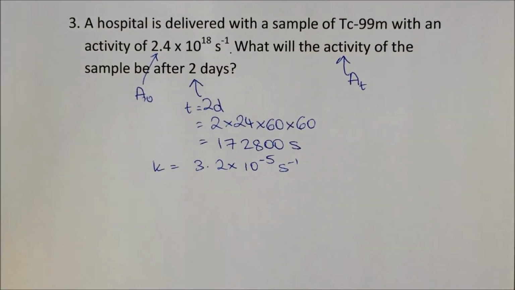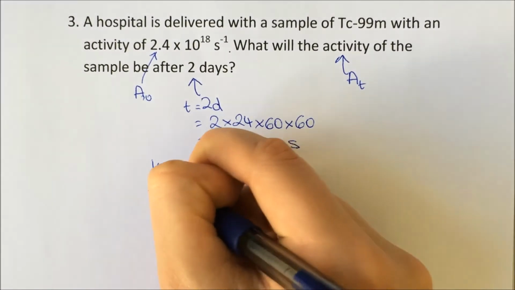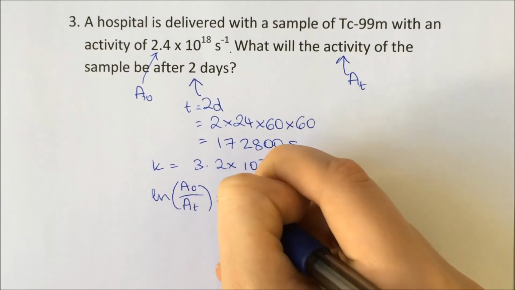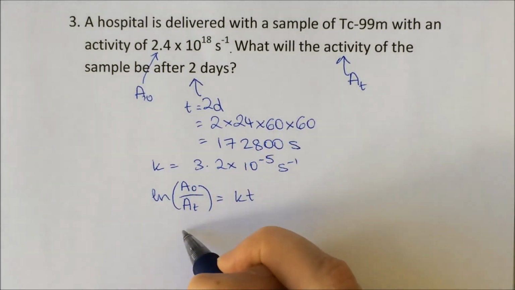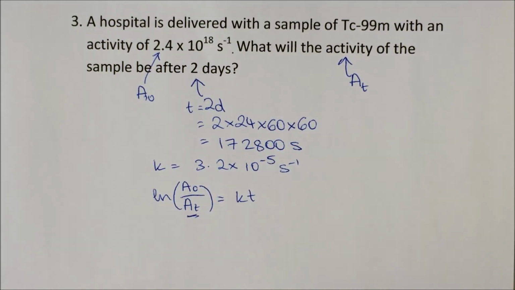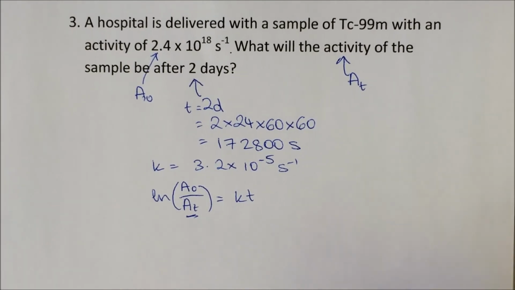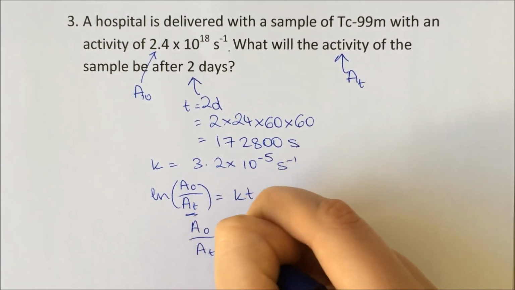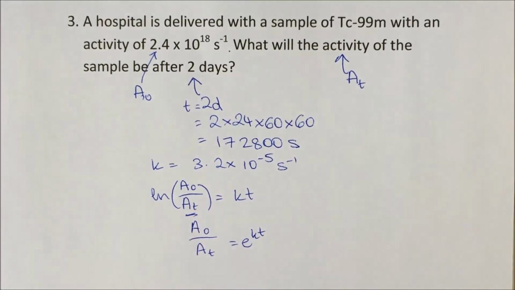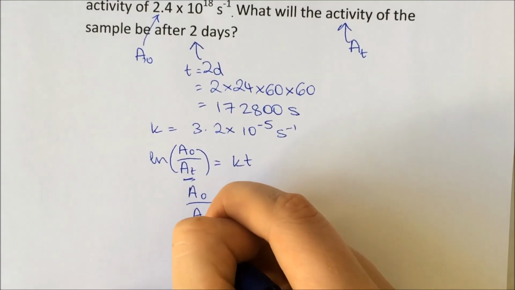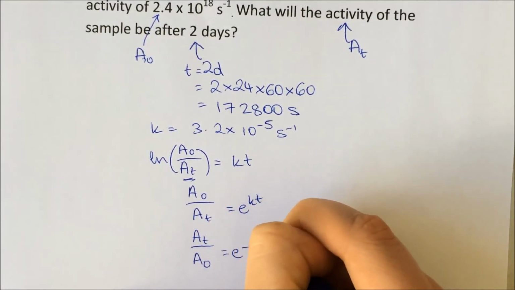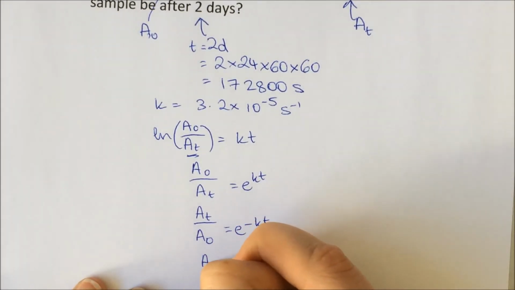We need to work out which equation to use. We'll copy the equation from the equation sheet, replacing it though with A0 rather than N0. Remember though, we want to know AT, so we need to rearrange this equation so that AT is our subject. Let's take the exponential of both sides. Let's take the inverse of both sides. And then let's just simply rearrange.